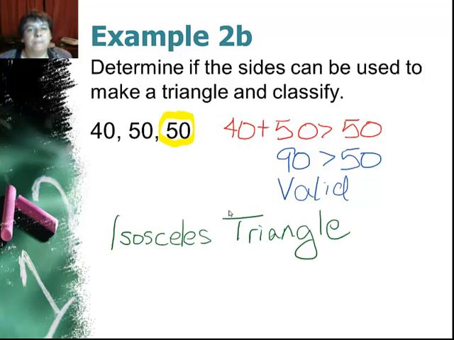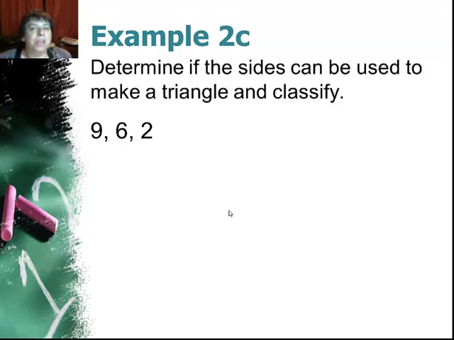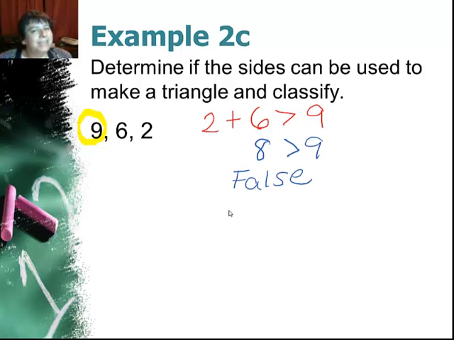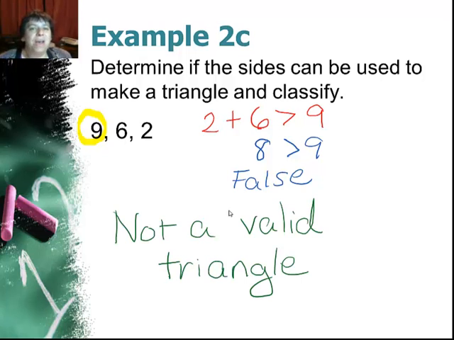In our next set of sides, you see I have 9, 6, and 2. Most of the time, we are not going to be nice. We're not going to put the sides in ascending order, that means from smallest to largest. We'll mix in the large side, and you have to figure out which one that is. A lot of times, it's pretty easy, like here. It's the side 9. So I need to add together my 2 and my 6 and see if that's greater than 9. Well, 2 plus 6 is actually 8. 8 is not greater than 9. This is false. So I cannot make a valid triangle. So it's not scalene. It's not even a triangle.